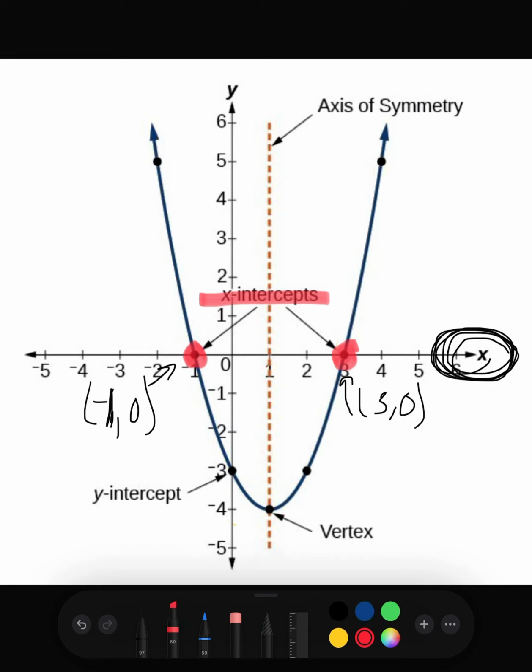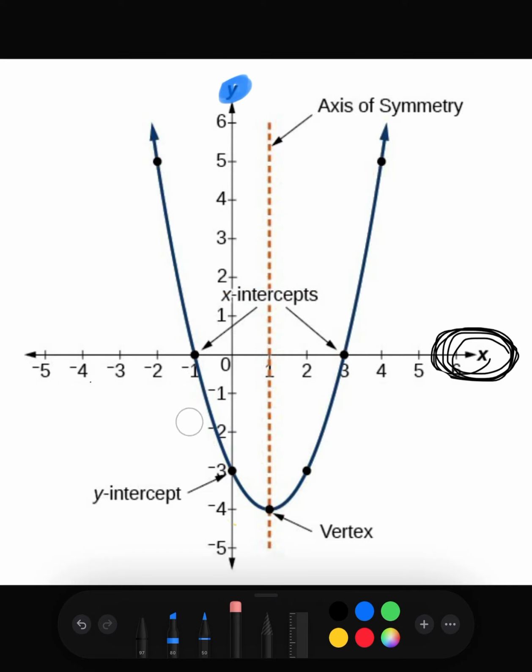And then we also have, I'll highlight in blue for you, the y-intercept. Just like the x-intercepts cross the x-axis, the y-intercept crosses the y-axis. And we'll be able to find that point here. One cool feature, I'm going to clean this up for a second so I can tell you a little bit about the axis of symmetry.